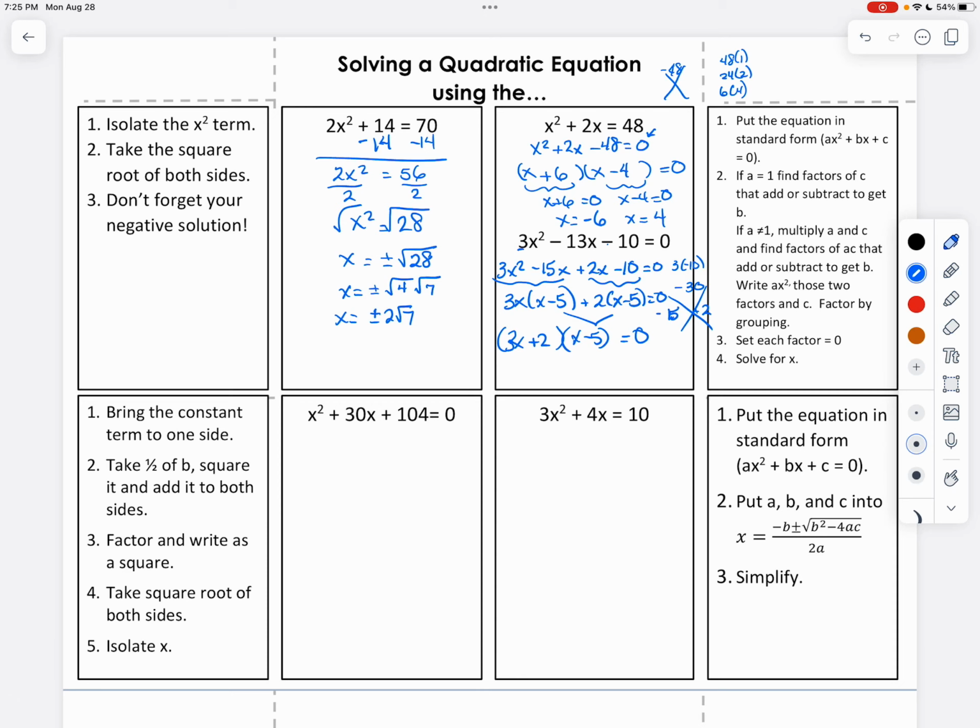Both terms set equal to 0 gives us 3x plus 2 equal to 0. Subtract 2 from both sides, 3x is a negative 2, so x becomes a negative 2/3, or if x minus 5 equals 0, then x has to be a positive 5.